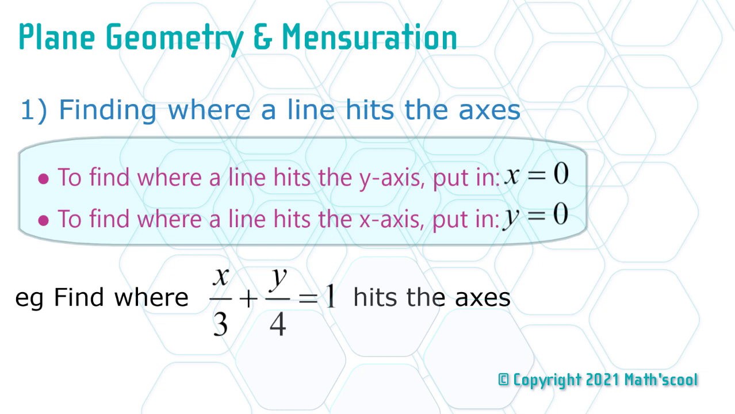Okay, so those are all the different situations where we'd need to find the equation of a line. Now we're moving on to mensuration, finding where a line hits the axes. So you already know this from GCSE. The y-intercept is where a line meets the y-axis, and to find the y-intercept, you put in x is 0.